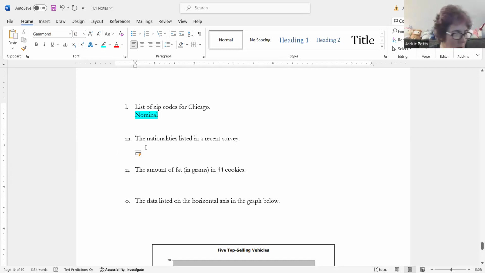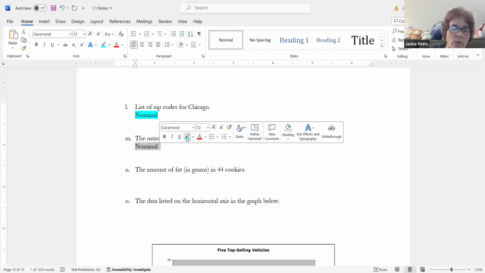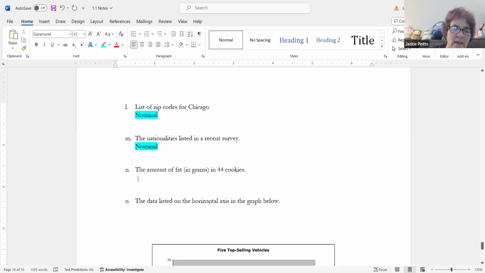Nationalities listed in a recent survey. Again, that is nominal. It's descriptive, so it's qualitative. Is there a ranking that one race or nationality is better than the other? I would hope no one said yes.